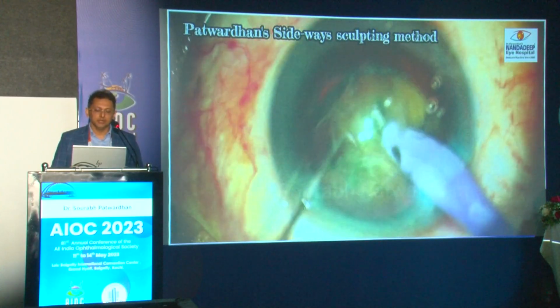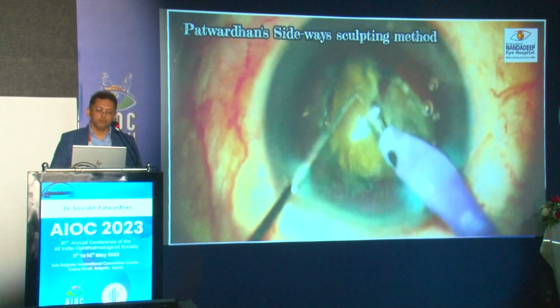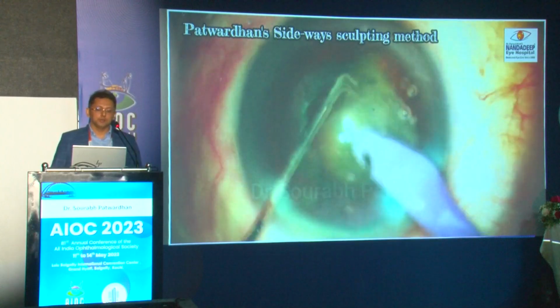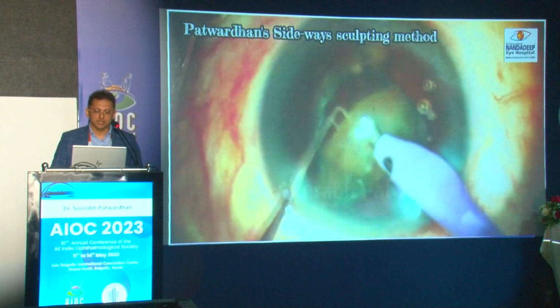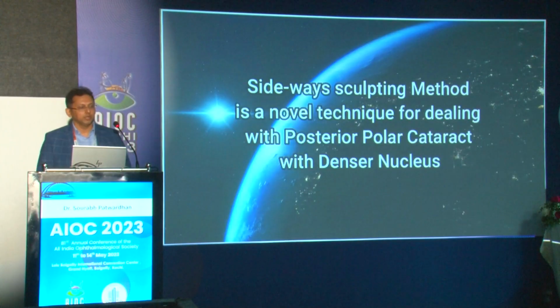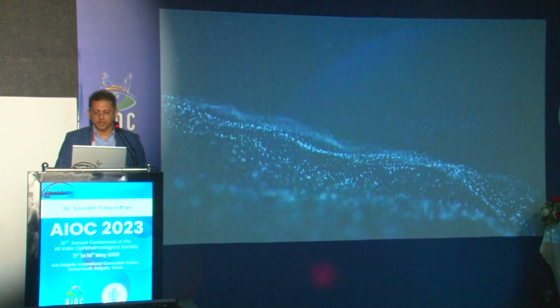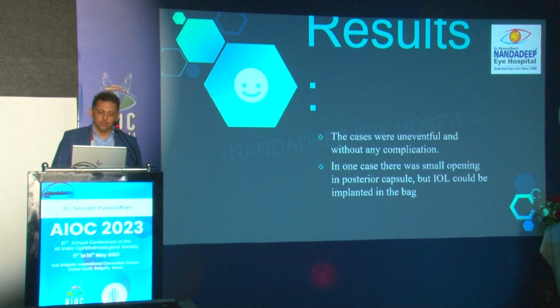You can see I can easily remove these pieces without any nucleus rotation, because that is the common step when we realize that the posterior capsule has dehiscence and the nucleus may drop. So in this technique, we are not doing any nucleus rotation, and still we are able to remove the harder or higher nuclear grade cataracts. The cases were uneventful without any complication.